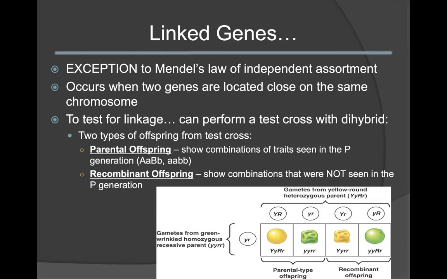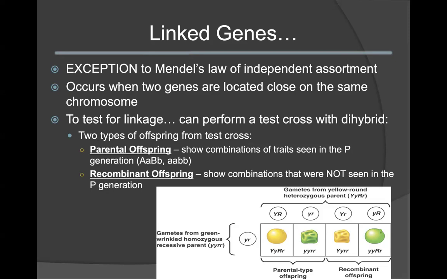The recombinant offspring will show combinations that are not seen in the parental generation. They would be dominant for one trait and recessive for another, and vice versa. We can see from the diagram below how we can refer to our offspring as parental or recombinants.